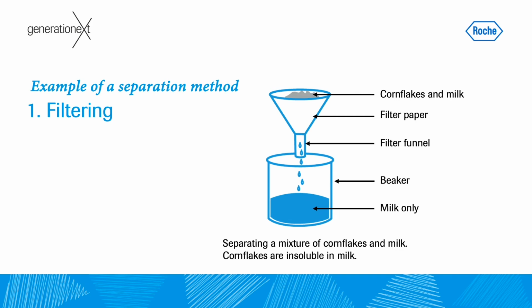For example, we can have mixtures of pebbles and water, or cornflakes and milk. If we add cornflakes and milk to the funnel, only the liquid milk will pass through the tiny holes in the filter paper, and the solid cornflakes form a soggy residue on the top of the filter paper.